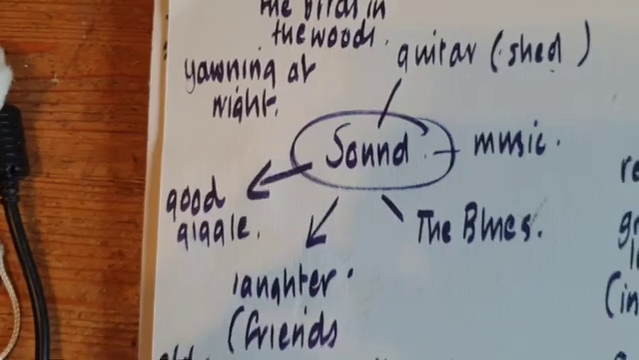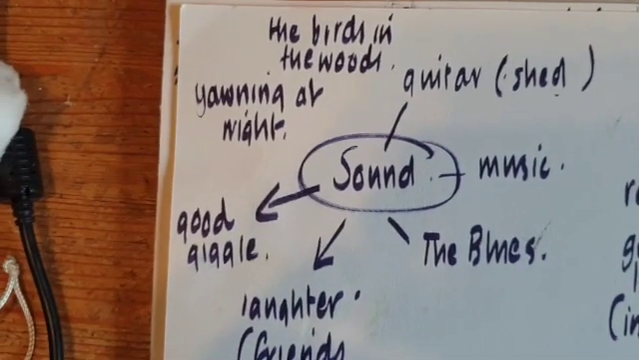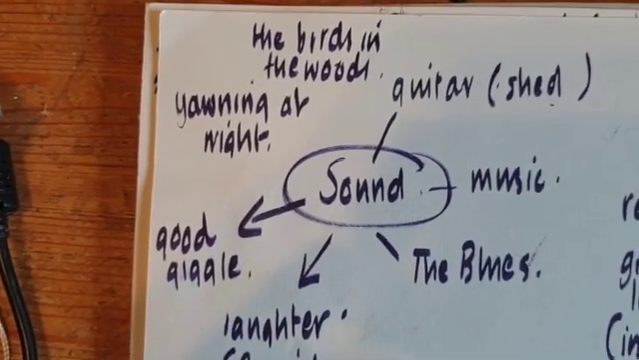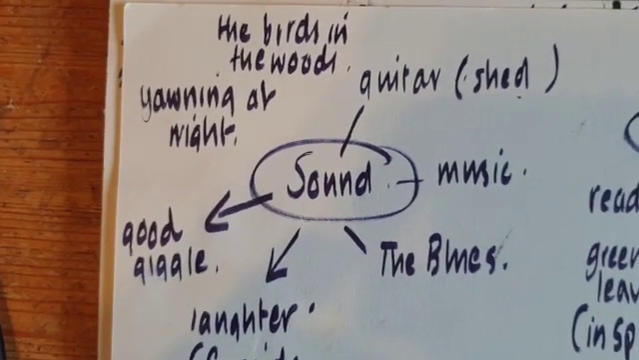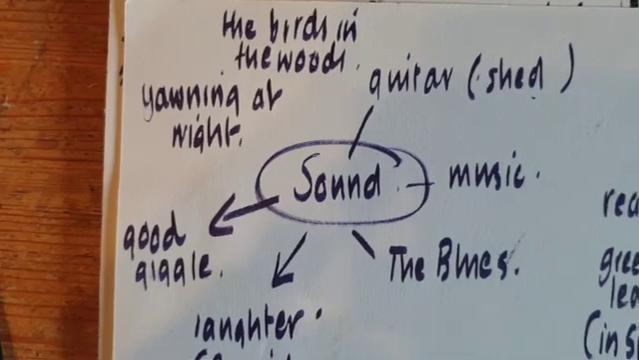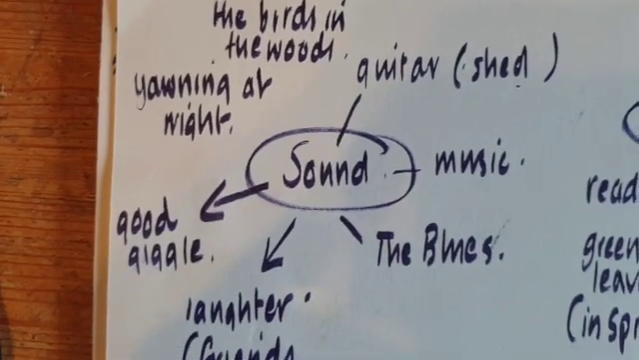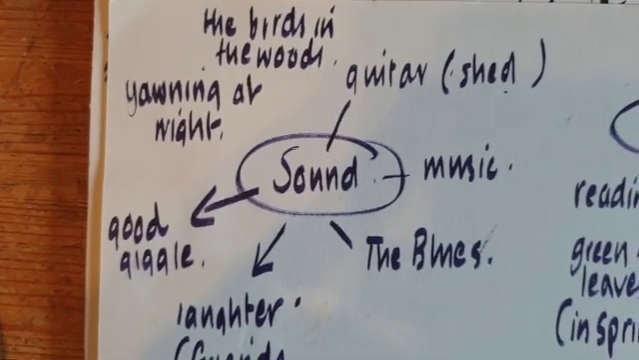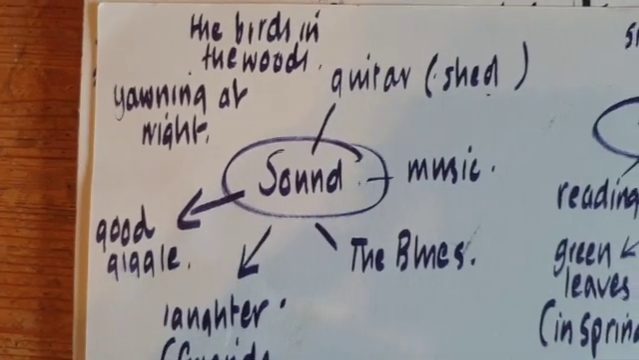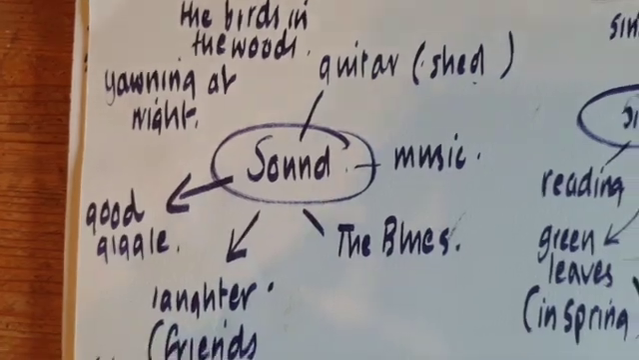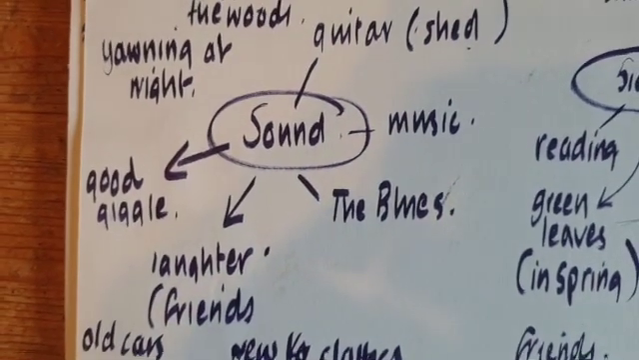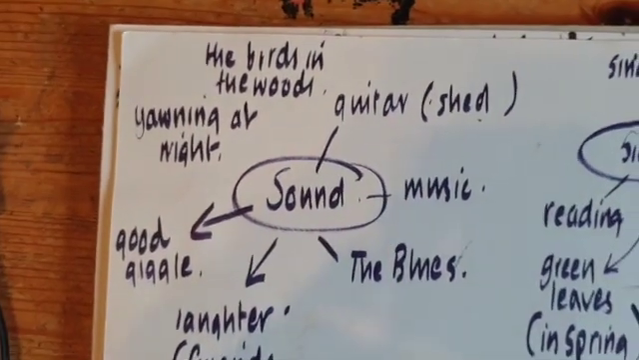So we'll start with sound, and I've thought about myself in terms of sounds, what sounds I think about when I think about myself, things that I listen to. So I put birds in the woods because I like to listen to the birds when I'm out walking, playing guitar in my shed, which is where I spend most of my time in the evenings. Music I like, the blues music that I like, laughter with my friends, having a good giggle, yawning at night I've put in there just for a bit of fun.